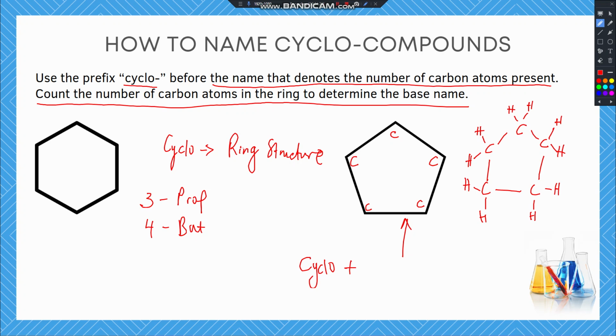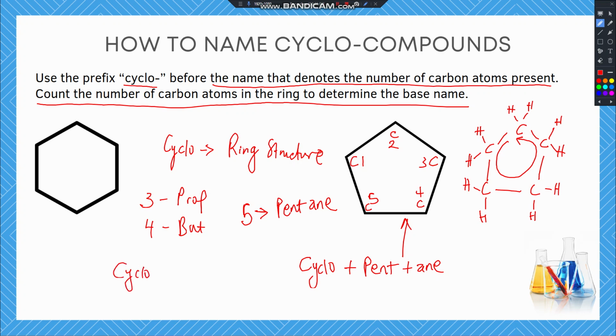Now we can start from any point since we do not have a branch and since we do not have any assigned point of beginning. So we can start from any point. Let's start from here. 1, 2, 3, 4, 5 carbon atoms. 5 carbon atoms tells us that we use the prefix pent. And since it is an alkane, because only single bonds are present throughout the structure, we use the final suffix ane. So adding everything together, we have cyclo plus pent plus ane. The name then becomes cyclopentane.